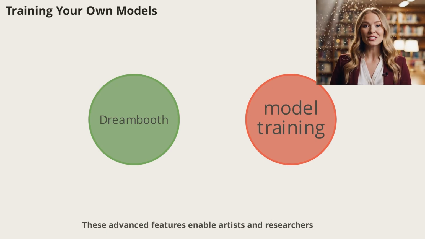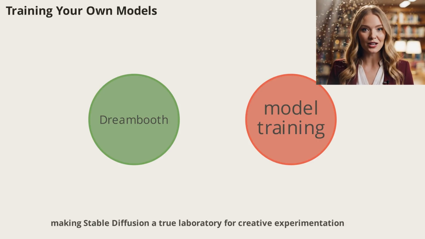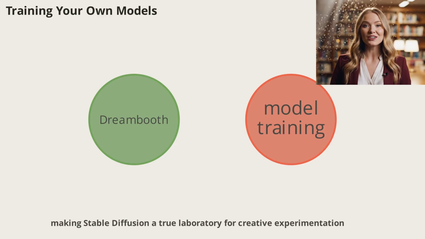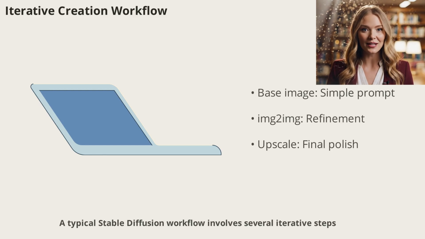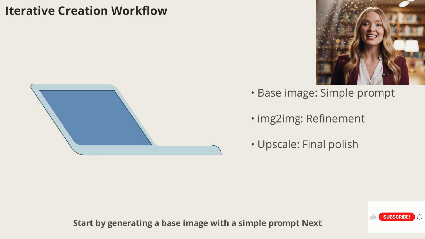These advanced features enable artists and researchers to push the boundaries of AI-generated art, making Stable Diffusion a true laboratory for creative experimentation. A typical Stable Diffusion workflow involves several iterative steps. Start by generating a base image with a simple prompt.